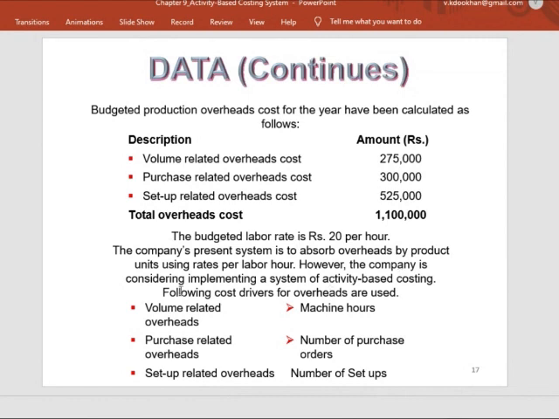However, the company is considering implementing the system of activity-based costing, that is our ABC system. The following drivers for overheads are used. We have been provided the different drivers that can be used for each of the different overheads. For volume related overhead we can use machine hours. For purchase related overhead we can use the number of purchase orders. For setup related overheads we can use the number of setups.